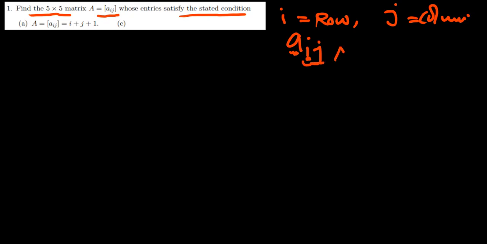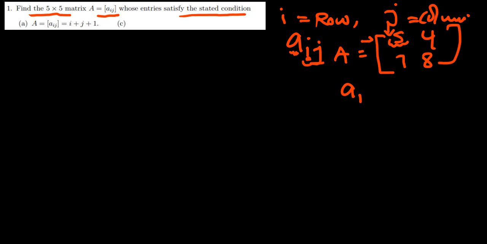So if I have a simple matrix, let me write it here: 5, 4, maybe 7, 8. This entry here is in the first row and in the first column. So we describe that entry as Aij, where i is 1 and j is also 1. So the entry 5 is A11 equals 5, meaning i is the row where it is, and j is the column where it is.